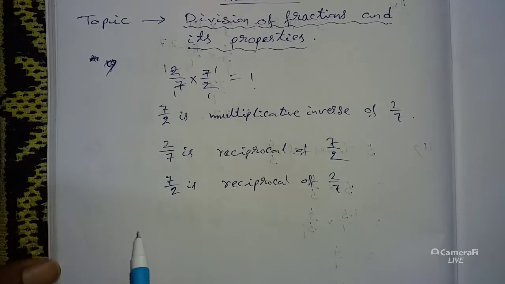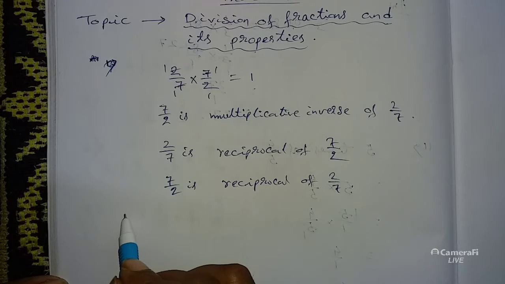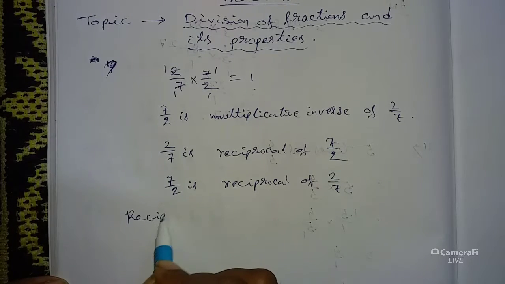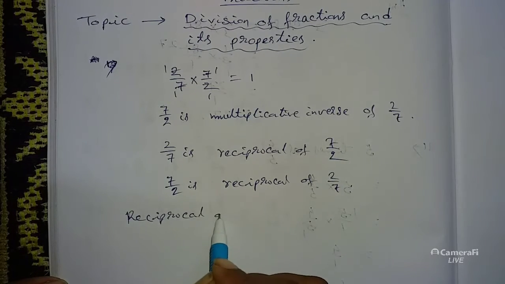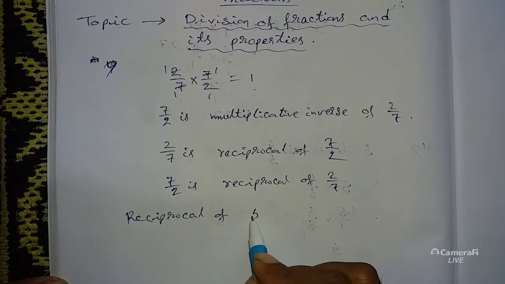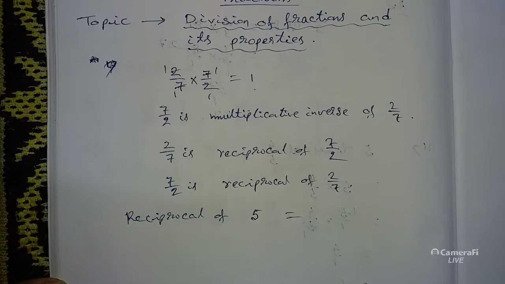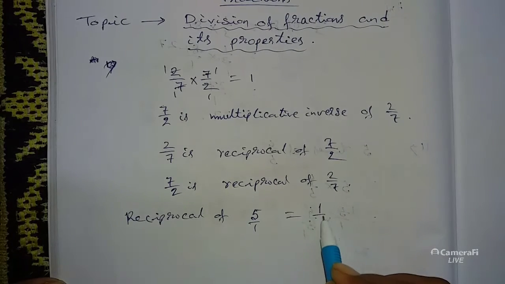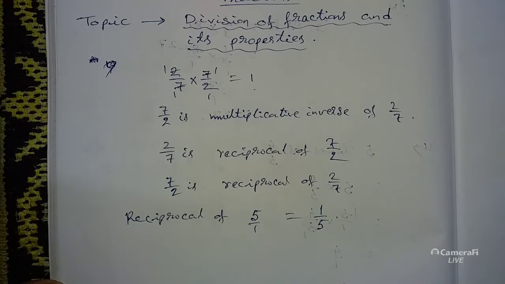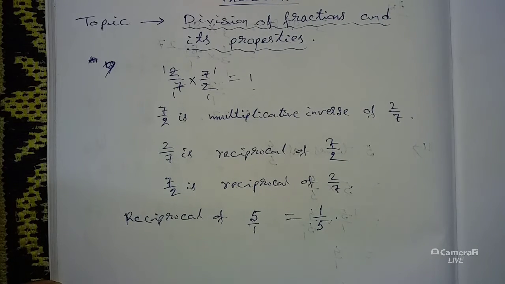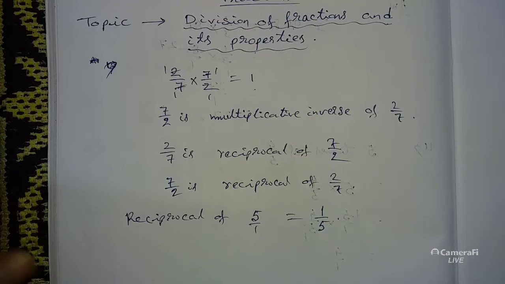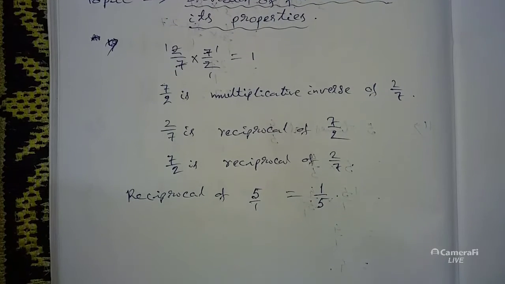So, what is the reciprocal of 5? 5 is the number, the denominator is 1, just reverse it, 1 by 5. The reciprocal becomes 1 by 5. Okay. So, in this way we can find the reciprocal of any number. Now, let us come to the division.